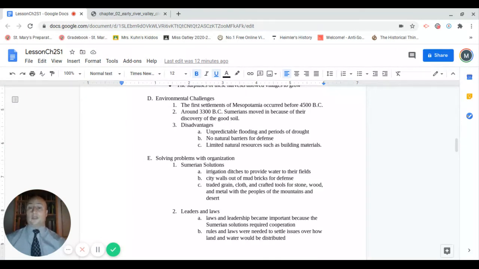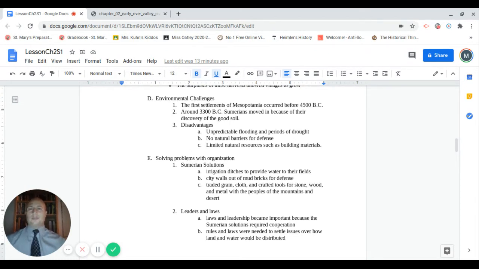Capital letter E says, solving problems with organization. One of the characteristics of civilization that we learned about in chapter 1 is complex institutions. Complex institution, basically a government style, a rule and order, economic planning. So the Sumerians had that, and we'll talk about that. Here are the Sumerian solutions. So if you look at disadvantages A, B, and C, you'll see Sumerian solutions A, B, and C kind of answering how they responded to some of those disadvantages.